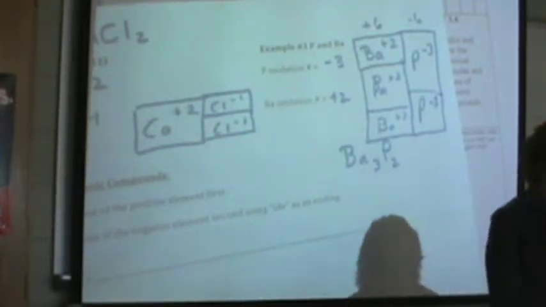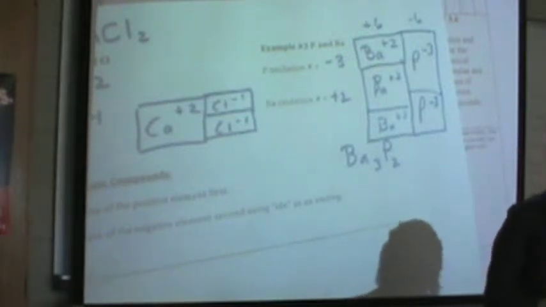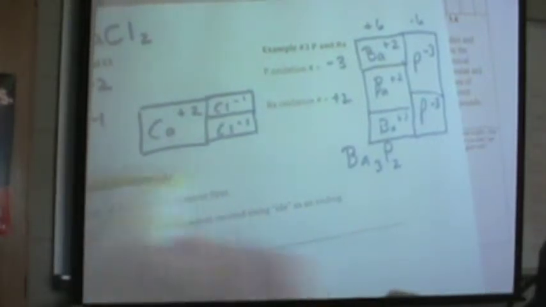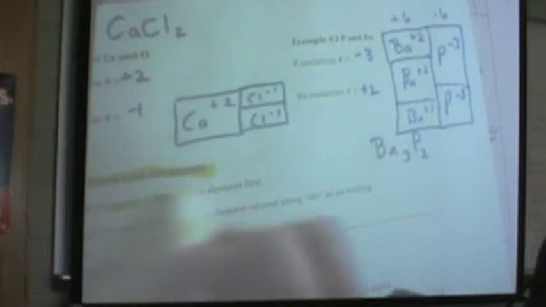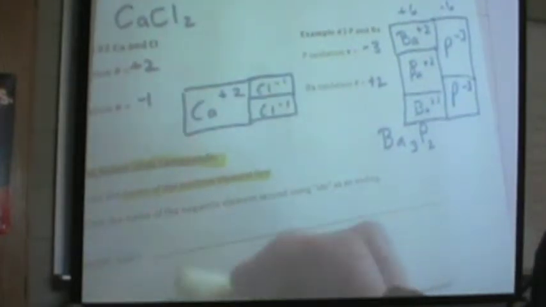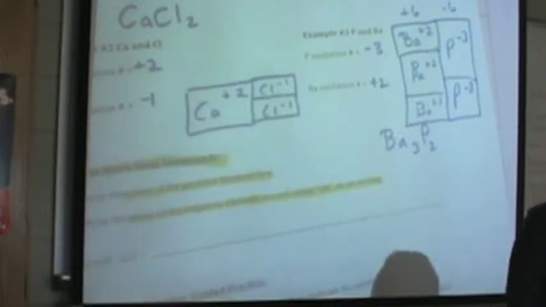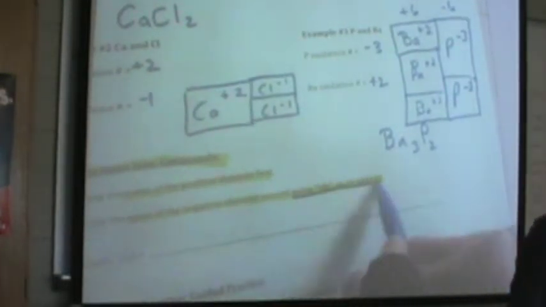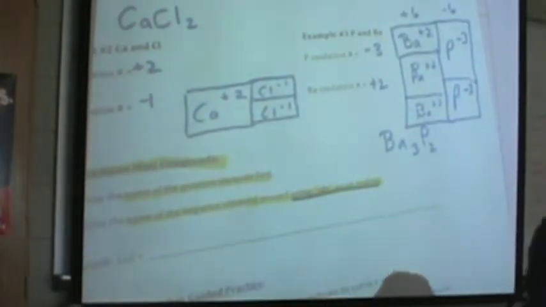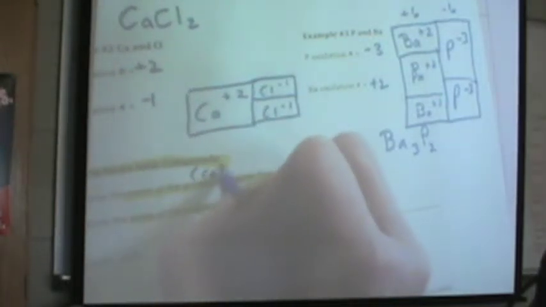Now lastly, let's learn how to name these. Naming is the easy part. So how to write the name of an ionic formula? We're going to write the name of the positive element first. That's easy. We're going to write the name of the negative element second. And when we do the second element, we have to end it in -ide. Okay? So again, the positive one is the cation. We name the cation first. You say the name of the second element, except you drop its normal ending.